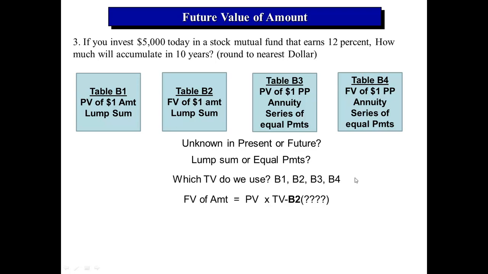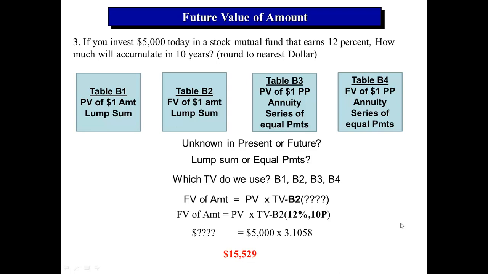So we're going to use, again, table B2, the future value and amount table based on 12% for 10 periods, and you can look this up. We know that the present amount is $5,000, and we know that table value is 3.1058. So $5,000 earning 12% interest for 10 periods or 10 years will be worth $15,529.